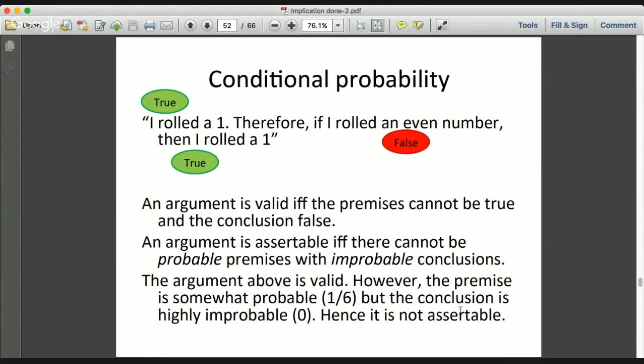And then this works with the arguments as well. An argument is valid if the premises can't be true and the conclusion false. An argument is assertable if and only if there cannot be probable premises with improbable conclusions. So the argument above is valid. However, the premise is only somewhat probable, and the conclusion highly improbable. So you can't have probable premises with improbable conclusions. The probability of the premises is much higher than the probability of the conclusion, and that means it's not assertable. You can't say this type of argument. Even though there's nothing logically wrong with it, it fails this probability test, and that means that you shouldn't say it. It's not an assertable thing.